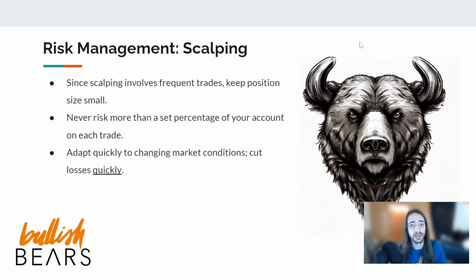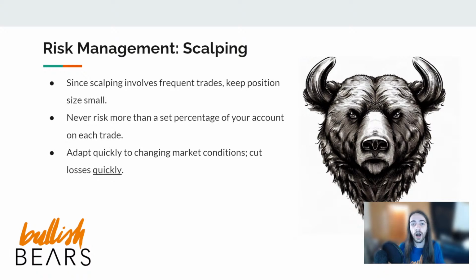Risk management with scalping. Since scalping involves frequent trades, like I mentioned before, we have to keep our position size small. Because we're scalping, we don't want to be too heavy because it might run against us. And when we scalp, we want to be in and out. So never risk more than a set percentage of your account on each trade. We want to make sure that each trade we're risking X amount each time, because when we're risking the same amount each time per trade, then it could really start to build up in our favor.